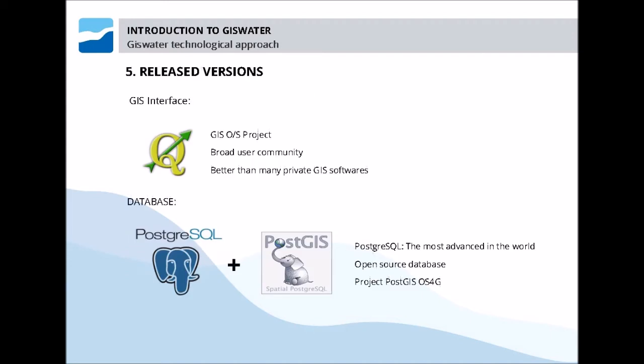Well, as we've said above, Giswater is a very ambitious project, but up to date we release versions that can be downloaded from the download section of the Giswater website. It also incorporates the project of QGIS, the database PostgreSQL, with its spatial component PostGIS as reference.